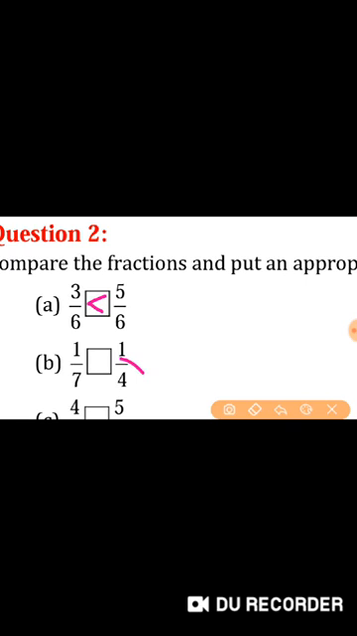So here the denominators are different, so at that time the numerators are the same. If the numerators are the same, the one with the smaller denominator will be the greater value. Once again, I am telling you: if the denominators are the same, the one with the lesser numerator will be less. But if the denominators are different and the numerators are the same, the one with the lesser denominator will be the greater value. Then here the denominators are the same, the numerator which is less will be the less, so less than.